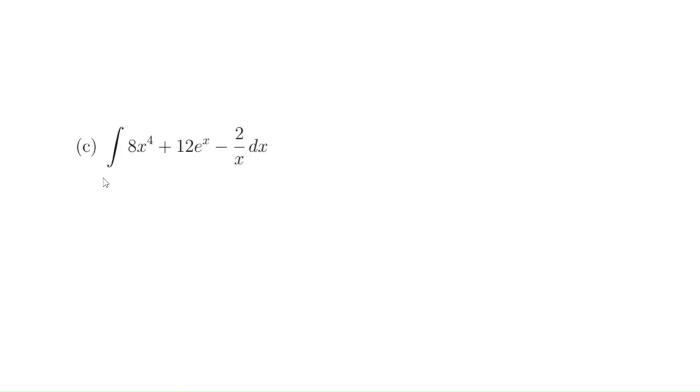Now, what you could do is break this apart into 3 different integrals. I don't recommend doing this, but what you could do is write this as the integral of 8x to the 4th dx plus the integral of 12 e to the x dx minus the integral of 2 over x dx. And then you could take this 8 out front, this 12 out front, and this 2 out front, and then work out all these integrals. Make sure to only put one c on the end, not 3 c's. So you could break it apart into 3 different integrals like this.